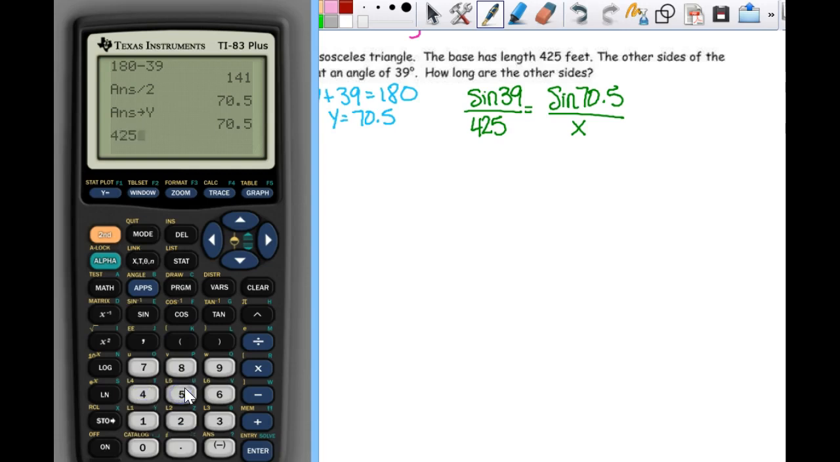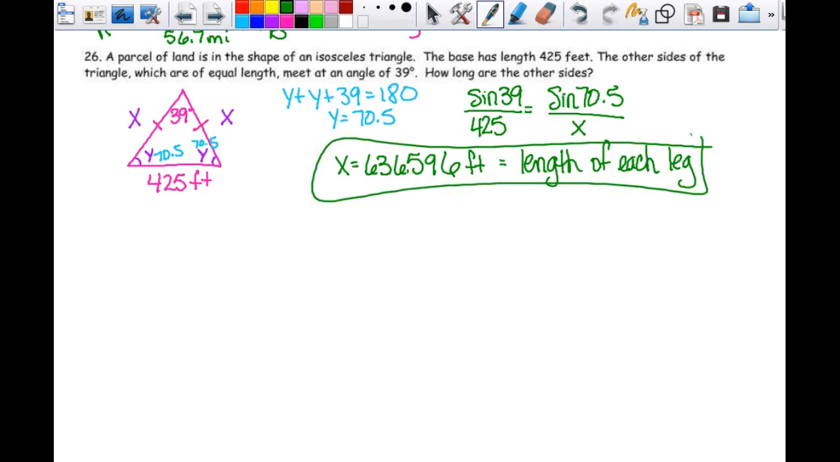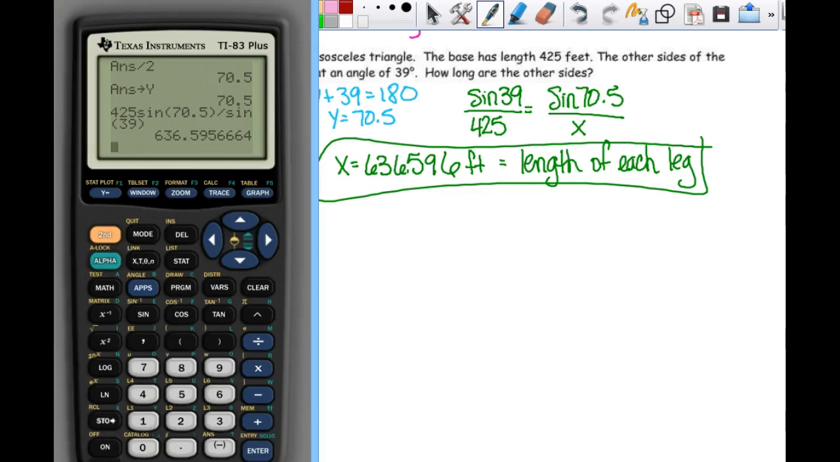So I'm going to get 425 times the sine of 70.5, and then divide that by the sine of 39, and enter. That is my x, which means that's the length of the legs. So x is equal to 636.596 feet. And again, nobody asked me to solve for x. I just chose that variable. You can use whatever you want. That is the length of the legs, or length of each leg. That's what I said. And I think I got that number right. 636.5. Yes. Okay.